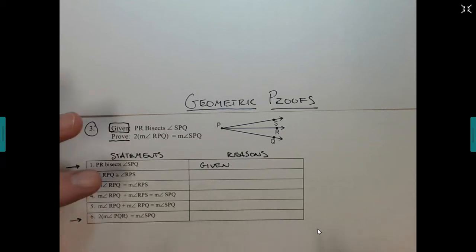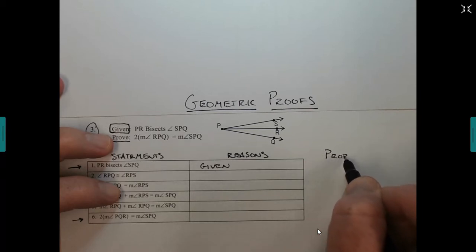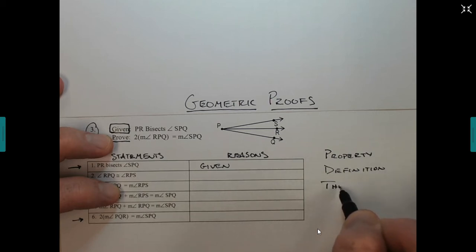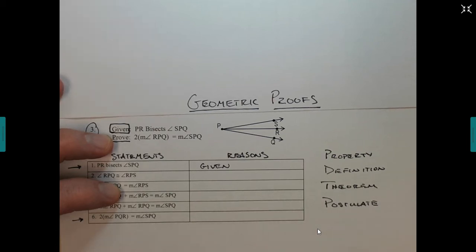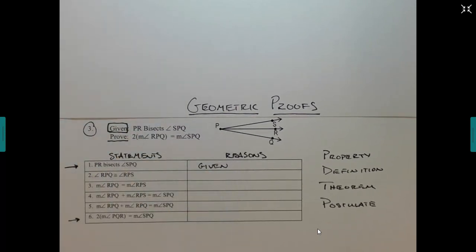Every single one of those reasons must be either a property, a definition, some sort of proven theorem that we've discussed along the way, or some very simple idea that would not require a proof called a postulate. So these are the items we're going to use to justify each of these statements. I want you to understand it's got to be something rock solid.